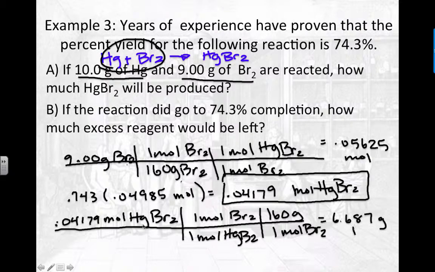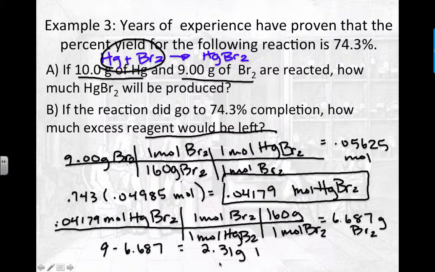And what did I start with? Because it says how much is left. So if I start with 9 grams and I use up 6.687 grams, then I'm left with 3 sig figs, let's see, 2.31 grams of bromine remaining.